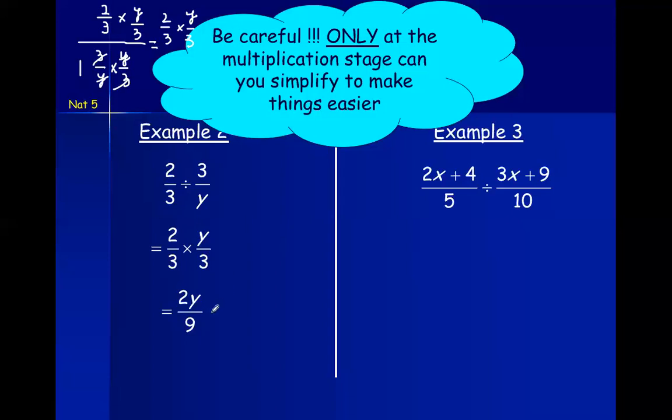So this second one, same thing. We're going to flip that second one because we've changed the divide to a multiply. And now I've got a 10 and a 5. I can simplify those. So that becomes a 2. 10 divided by 5 is 2.